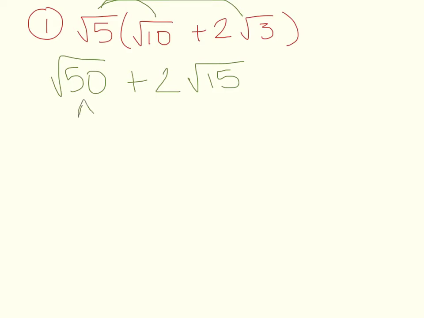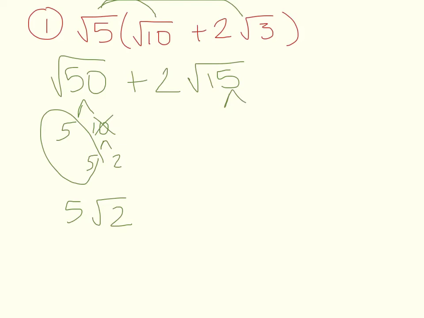So we're going to do a factor tree with 50. So you've got 5 and 10, 5 and 2. Okay, so you have a pair of 5s. So this becomes 5 square root of 2. Over here, let's make sure nothing goes into 15. So 15 is 3 and 5. There aren't any pairs, so you can't simplify it at all. So you bring it out as plus 2 square root of 15.